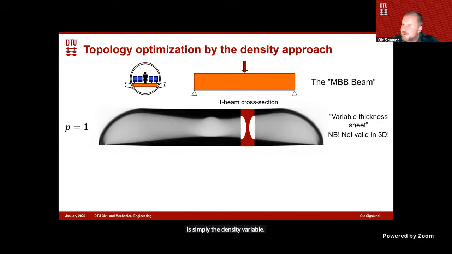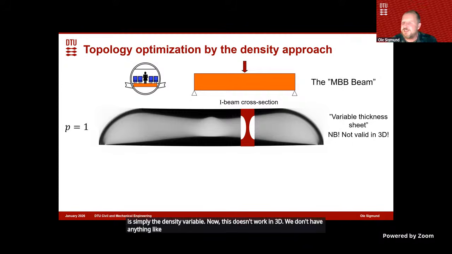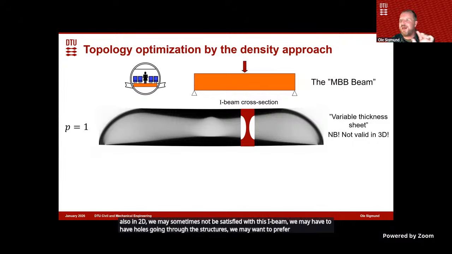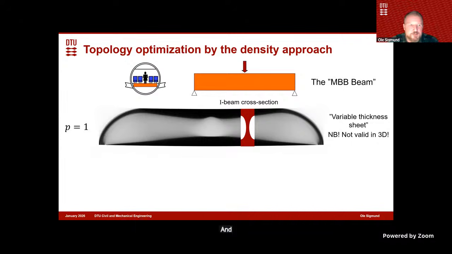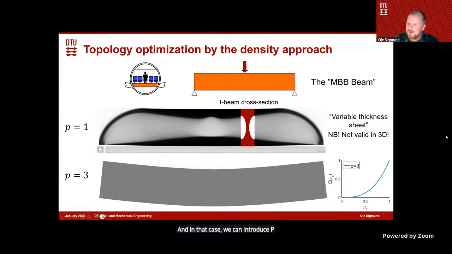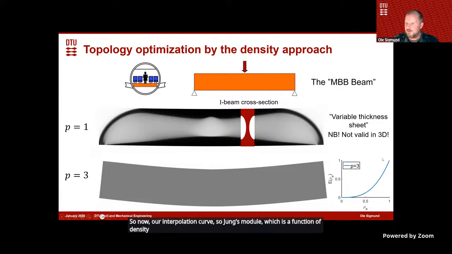Now, this doesn't work in 3D. We don't have anything like a thickness, so we cannot just use this P equal to 1 in 3D. And also in 2D, we may sometimes not be satisfied with this I-beam. We may have to have holes going through the structures. We may want to prefer a structure that is flat and has holes instead of variable thickness. And in that case, we can introduce P equal to 3. So now our interpolation curve, Young's modulus as a function of density, becomes this function here.